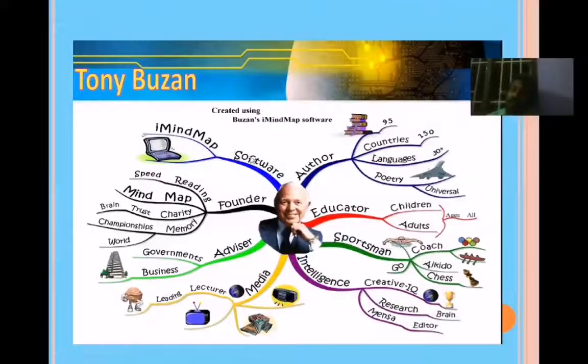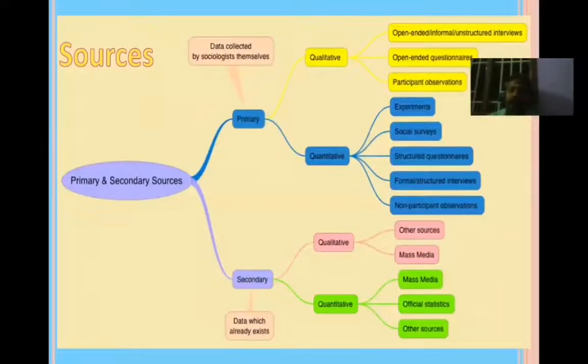The software he created is called iMind Map, and he's a founder of Speed Reading, Mind Map, Brain Trust Charity, and the Championship Trophy, all those things. He's an advisor to government, business. He's involved himself in various media. A small mind map about an individual. So we can create a mind map for individuals. Fine.